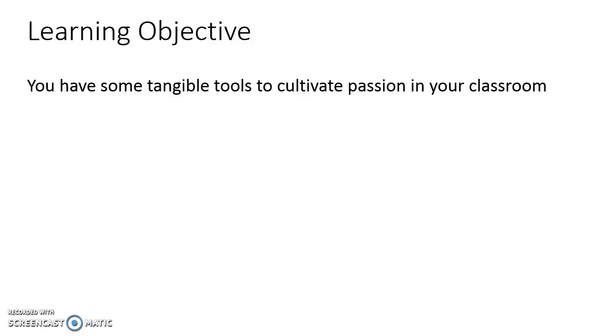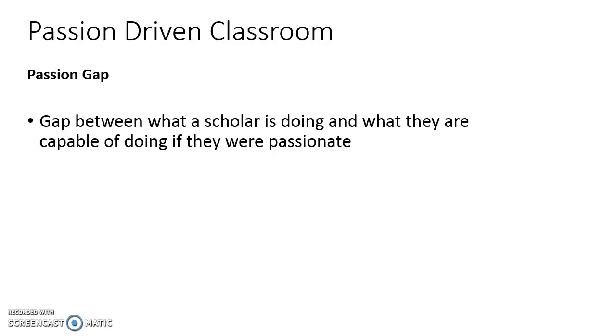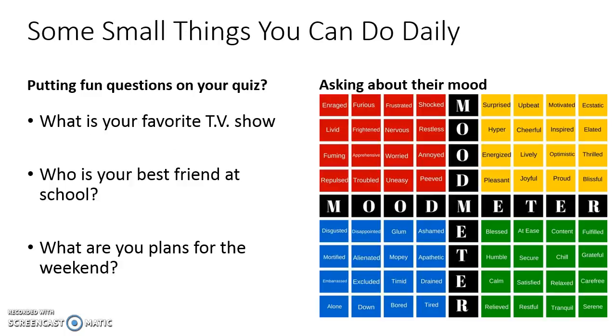A learning objective for today is that you will have some tangible tools to cultivate passion in your classroom. And I believe that to cultivate this passion, it starts with communicating how much you care. The idea of a passion gap is that there's a large gap between what students are currently doing and what they're capable of doing if they were actually passionate. And again, I think the beginning of closing this passion gap is just to communicate to students that you care.